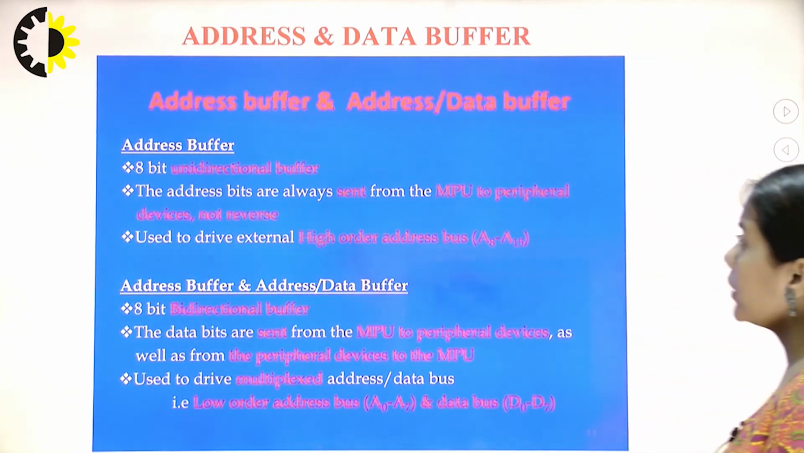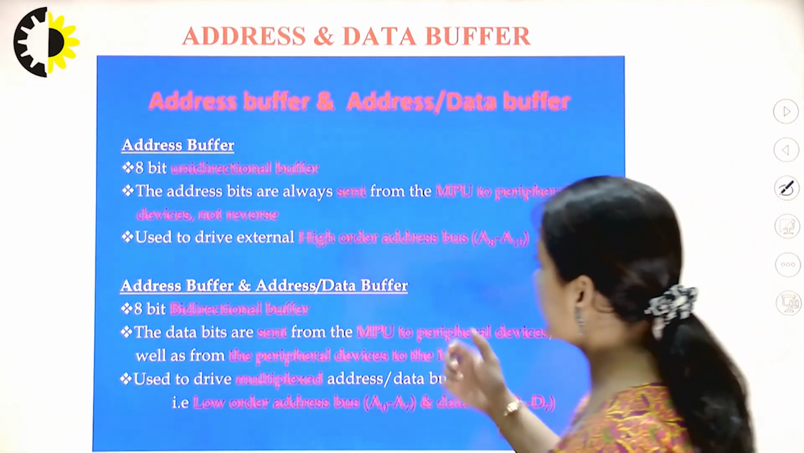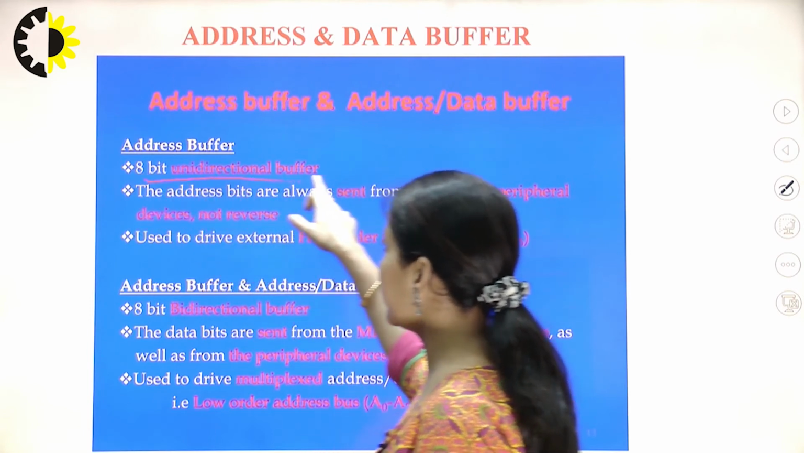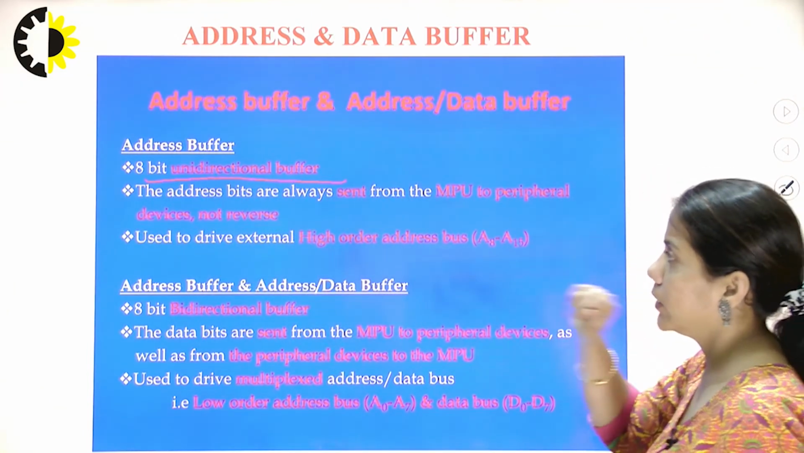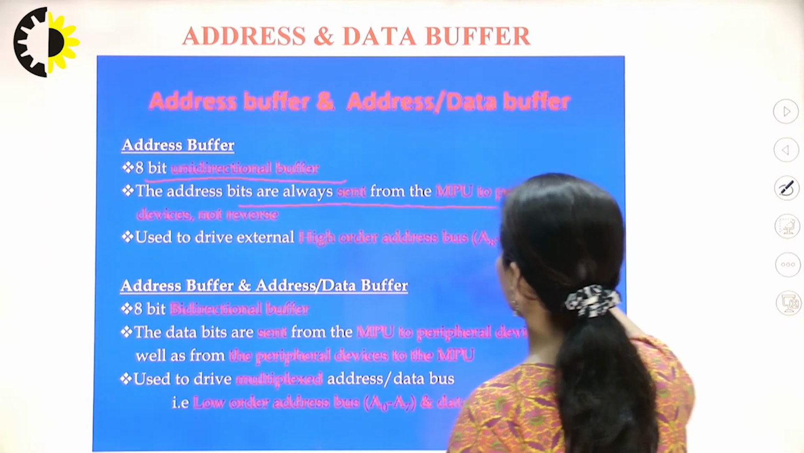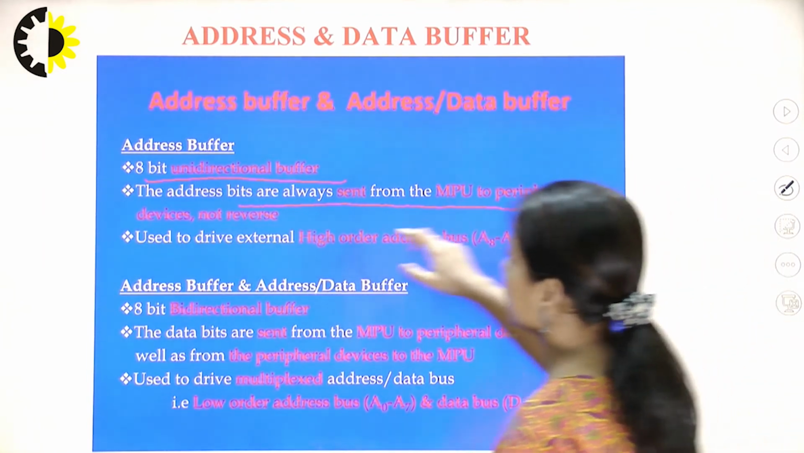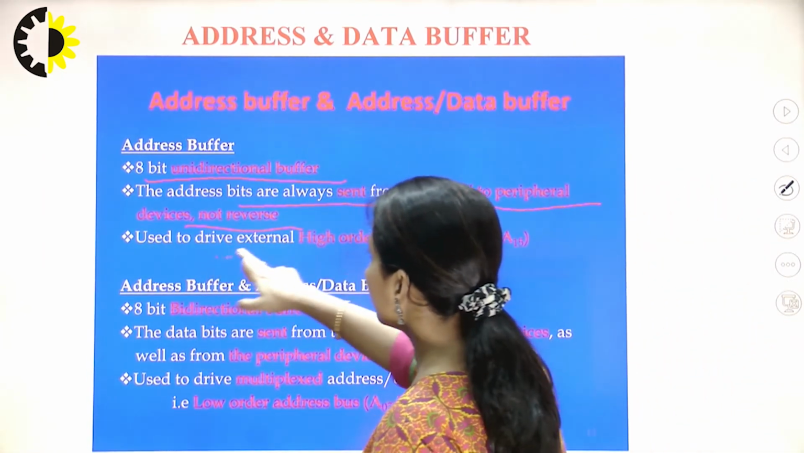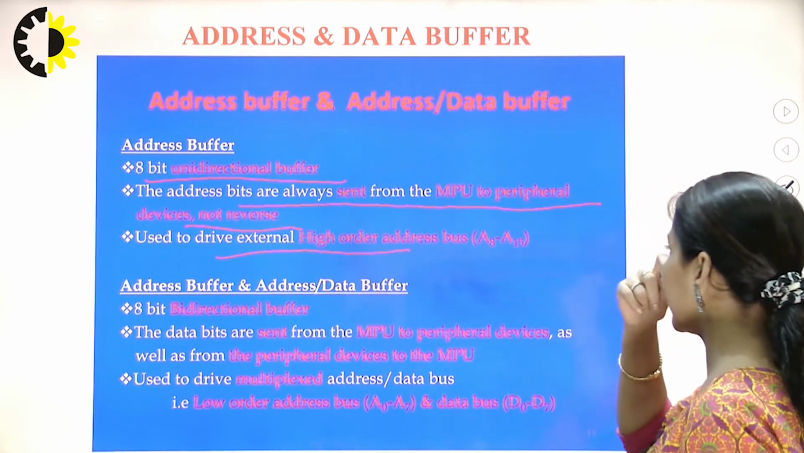When we talk about the address buffer and address or data buffer, so we are talking about an 8-bit unidirectional buffer. The address bits are always sent from the microprocessor unit to peripheral devices and not reverse, used to drive the external higher order address bus.